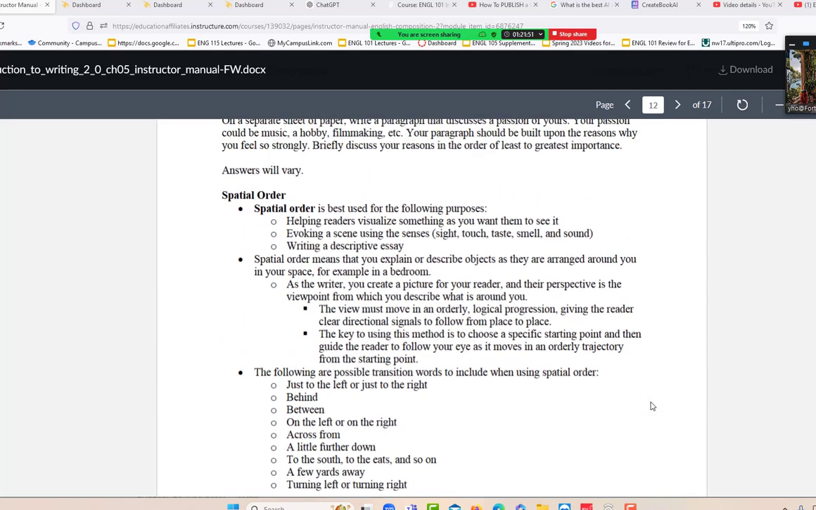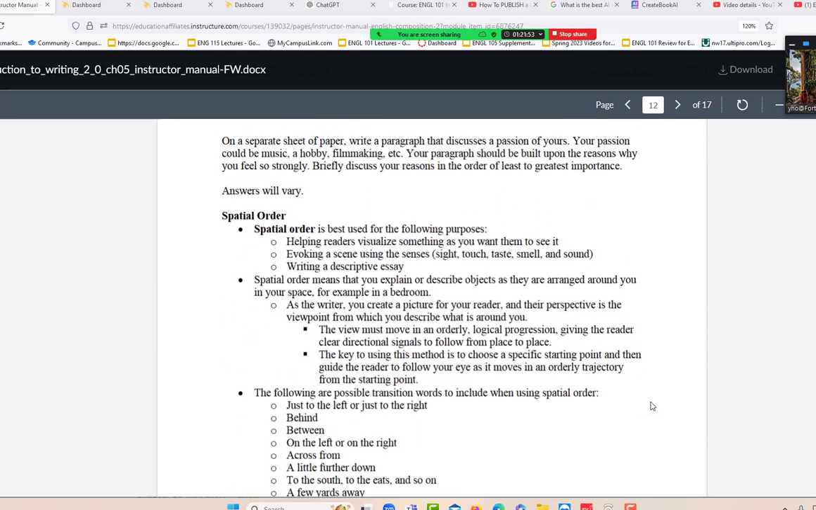Spatial order is best used to help readers visualize something you want them to see. Evoke a scene using the senses, writing a descriptive essay, describing objects in your space. And as the writer, you create a picture for your reader, and their perspective is the viewpoint from which you describe what is around you.